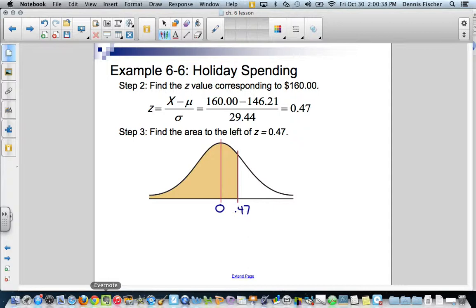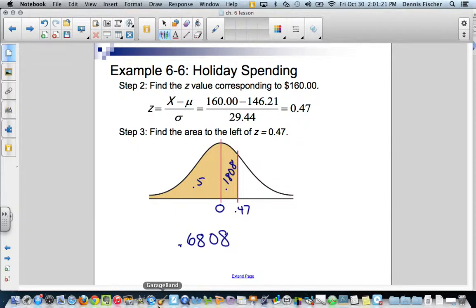Okay, we follow. Yes. So this area right here is 0.1808. Then I got 0.5 here. So I got 0.6808. Correct? So the question asked, find me the percentage of women that spend less than $160 for Christmas. 68.1%. I think 68.08% of women, right?